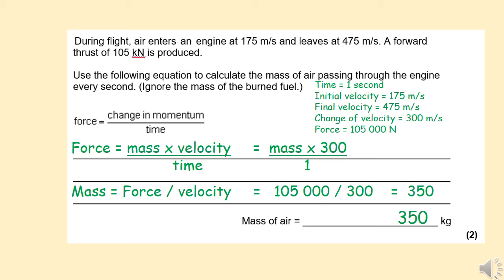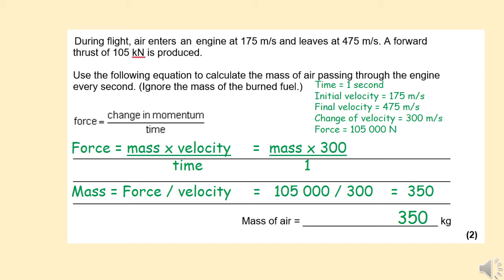Now this is why I've listed down what you know. So you have the time is 1 second. Your starting velocity is 175 and your final velocity is 475, giving you a change of velocity of 300 meters per second. The force, you have to be careful, it must be in newtons. So kilo means 1,000, so this is 105,000 newtons.